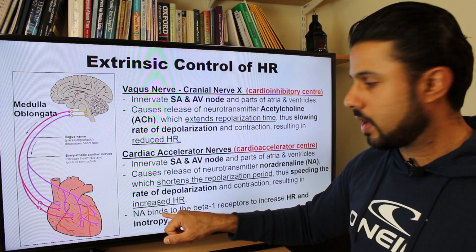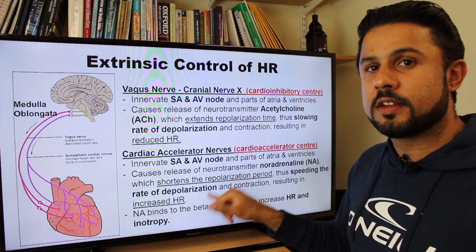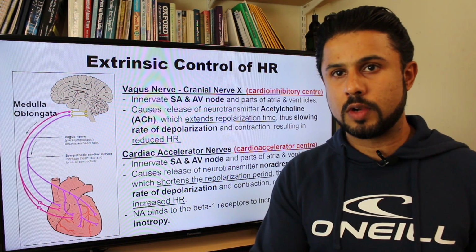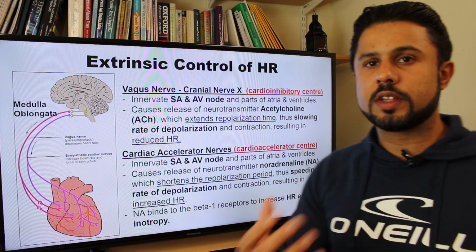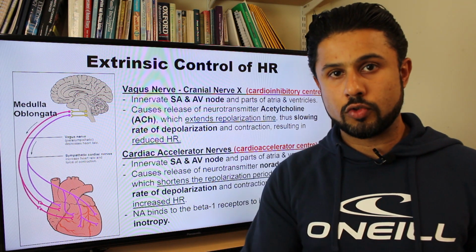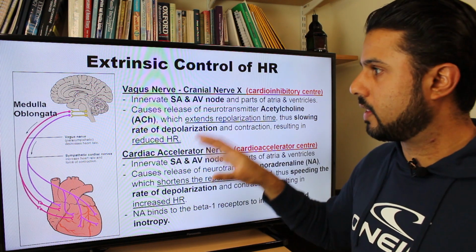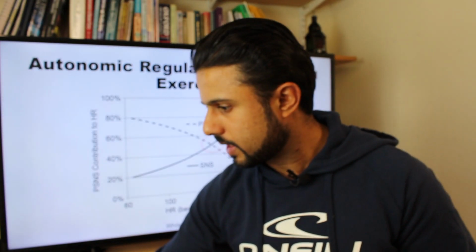We also have the sympathetic nervous system releasing noradrenaline or norepinephrine, depending on which textbook you read. So noradrenaline, norepinephrine will bind to beta-1 receptors. Now, at the start of the presentation, I erroneously said beta-2 adrenergic receptors, but it's beta-1 receptors, and they will increase heart rate and inotropy, contractility. Okay, so that's how we're controlling heart rate. That's how the brain, via the autonomic nervous system, is controlling heart rate.